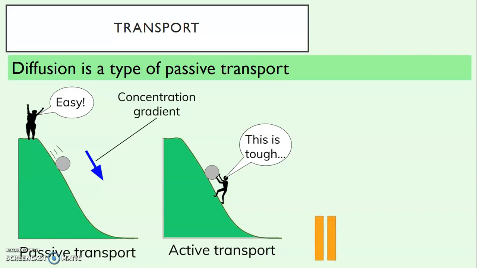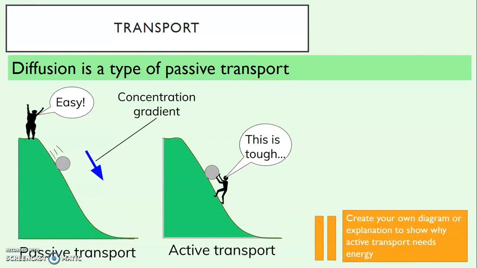So what I would like you to do is pause the video, create your own diagram or explanation. You can use these, you can create your own, but I just want your diagram or explanation to explain why active transport needs energy. Take 5-10 minutes on this, make sure it's clear in your mind, and make sure you include this idea of the concentration gradient. So from moving from high concentration to low, or from a low concentration to a high concentration.